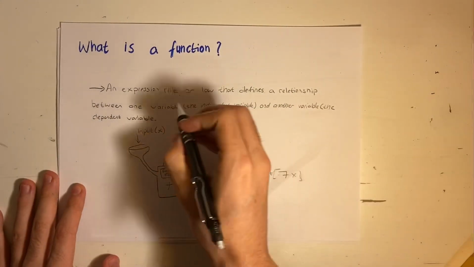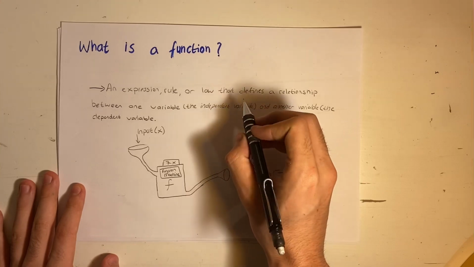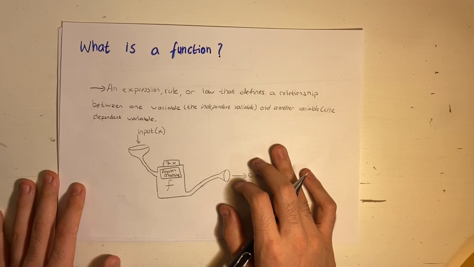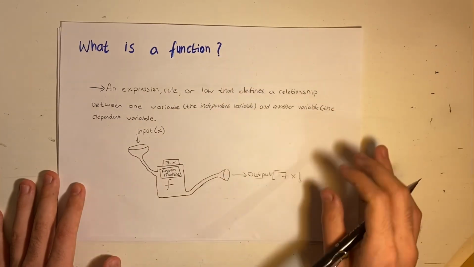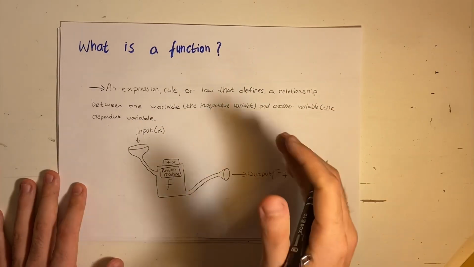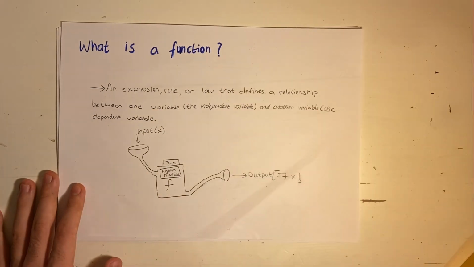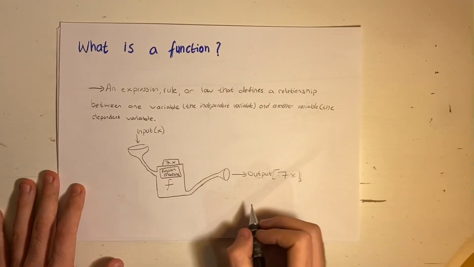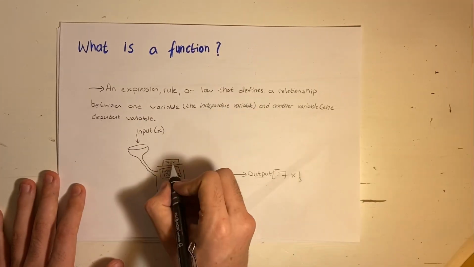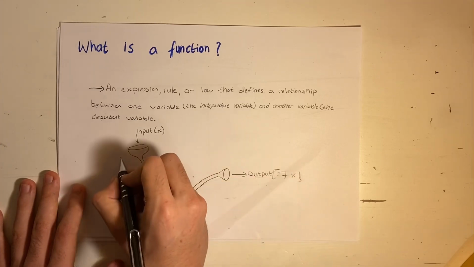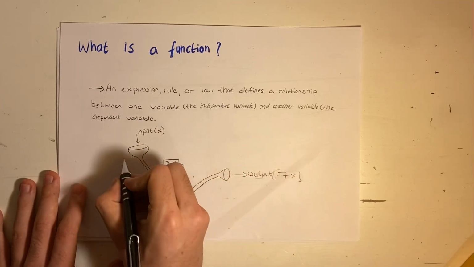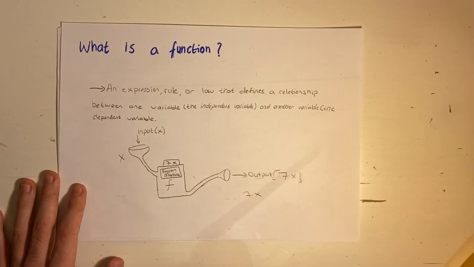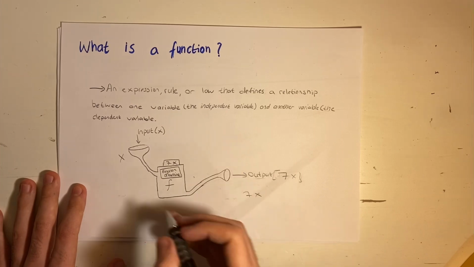Basically, a function is an expression, rule, or law that defines a relationship between one variable, the independent variable, and another variable, the dependent variable. So what does this statement mean? Let's suppose a function is a function machine which has a rule of 7x. Anything you put in as x will give you 7x. So this is very simply a function.